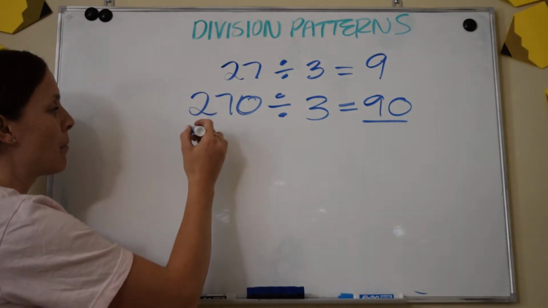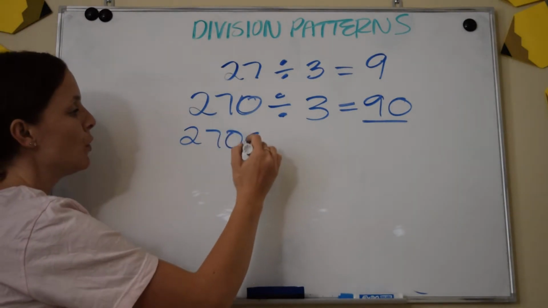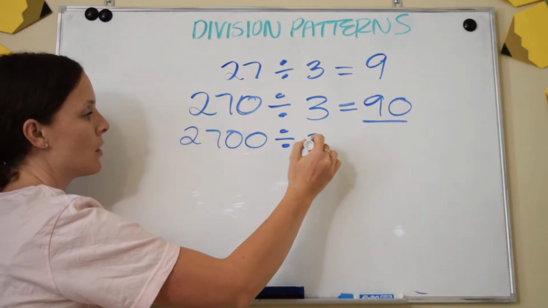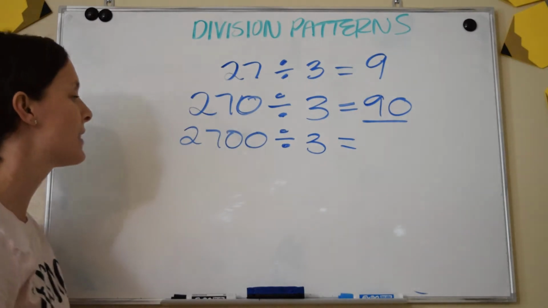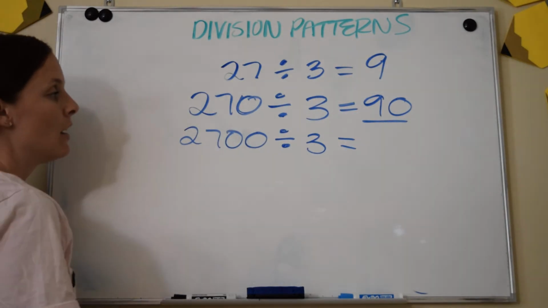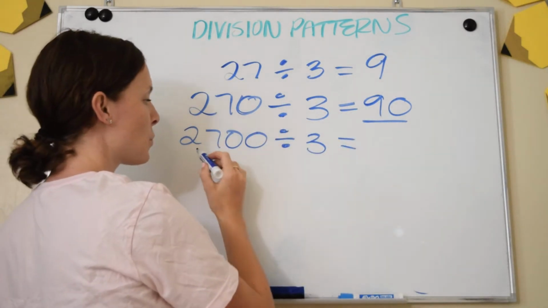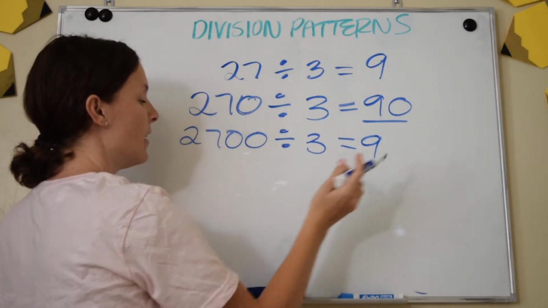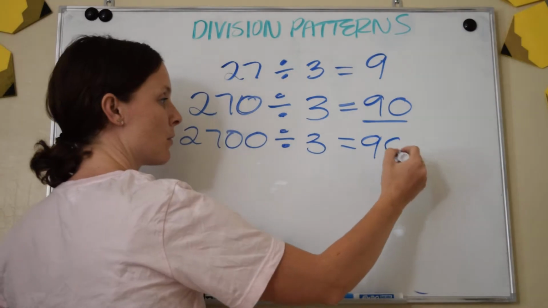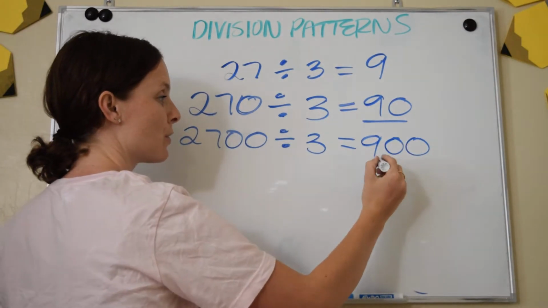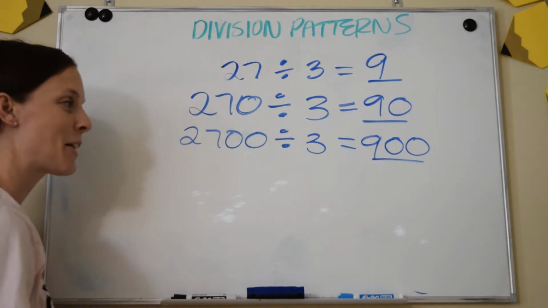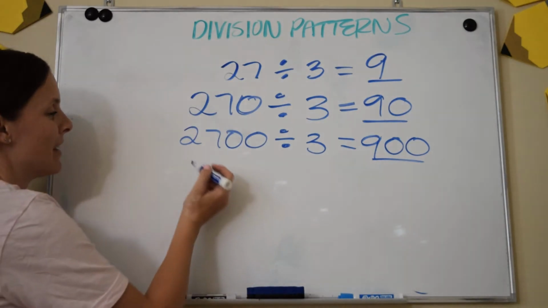What if I went up again and I had 2 zeros attached to the 27? Well, the pattern is add another 0. So I know that 27 divided by 3 is 9, and there's 2 zeros. So draw your 2 zeros in your answer. Isn't that cool? It's 900.